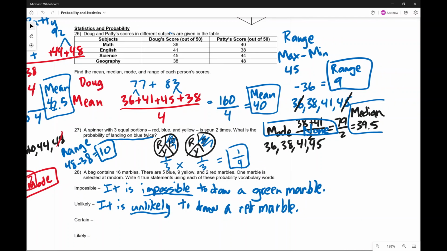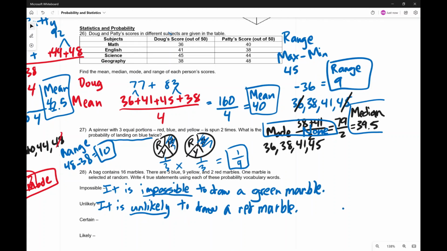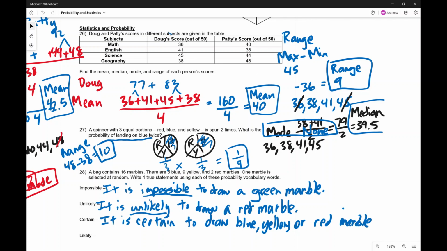Certain means 100% chance, guaranteed. So it is certain to draw a blue, yellow, or red marble. Because blue, yellow, red, that's 16 in all. So it's 100% chance of drawing a blue, yellow, or red marble. It is certain. And likely means more than 50%.